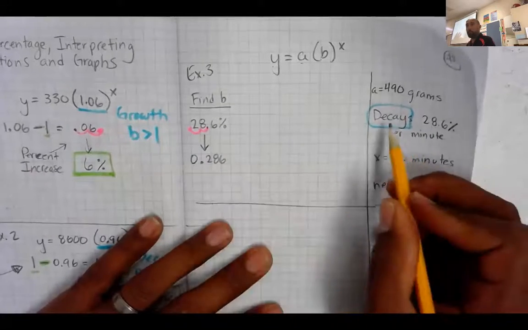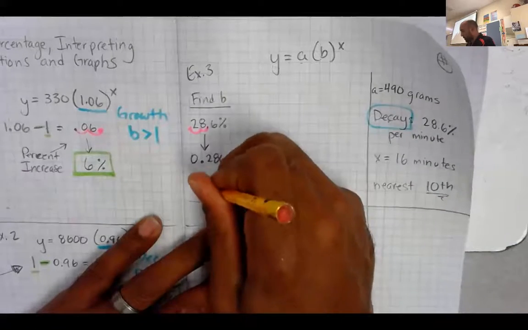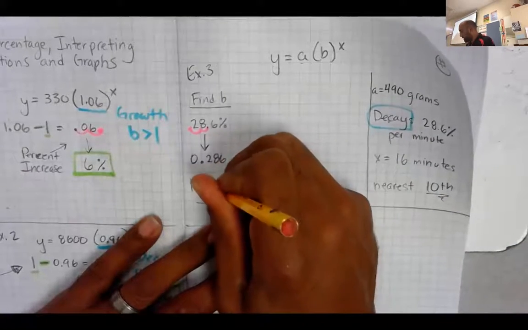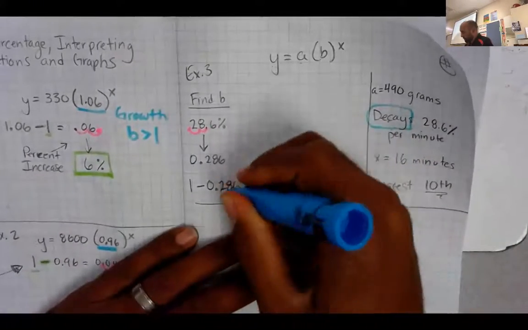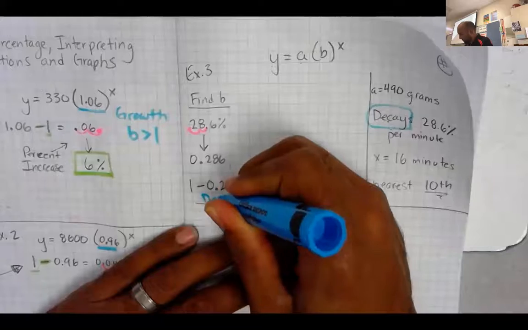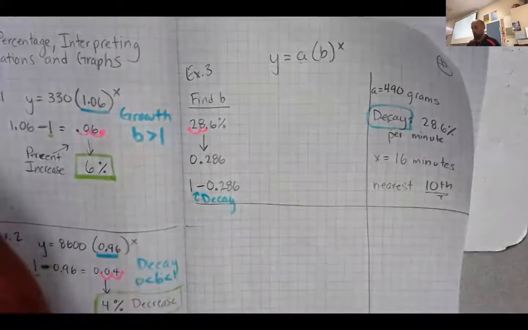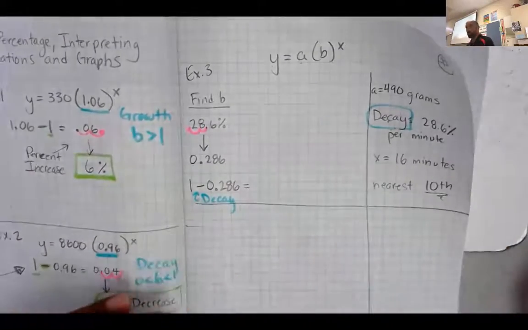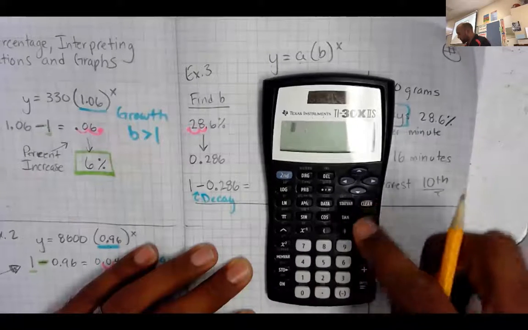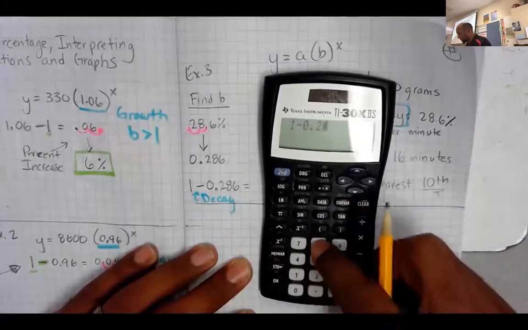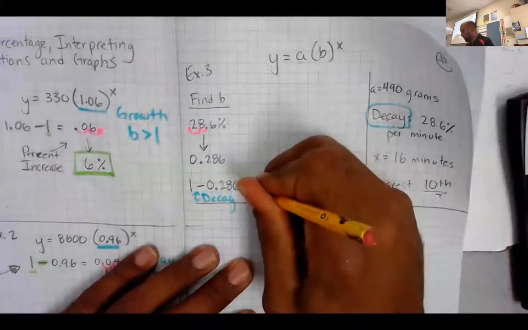Now to find the B, since it's decay, we're going to subtract this number from 1. That's an important part of this, you need to know what we're dealing with. Because this is decay, we need to subtract. So our B, after we subtract 1 minus 0.286, is 0.714. There's our B value.